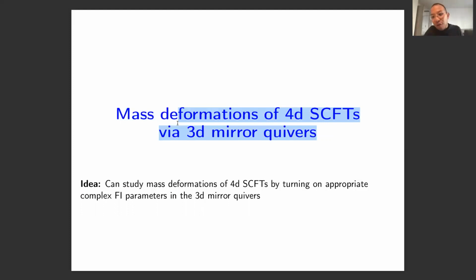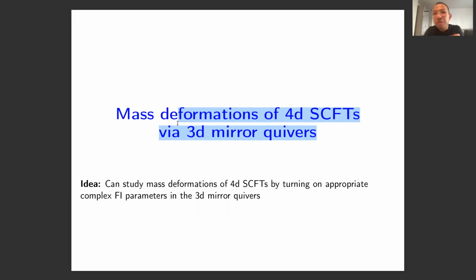Suppose you have a 4D theory and you don't really have an N=2 Lagrangian description of this 4D theory. But you have a global symmetry, so you can turn on masses for that global symmetry and you ask, where does the theory flow to? This is the main question.